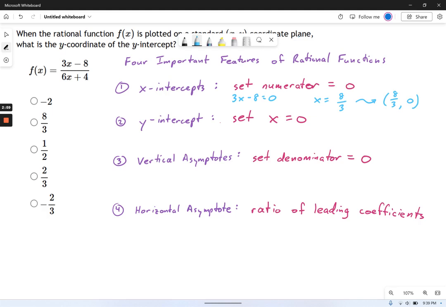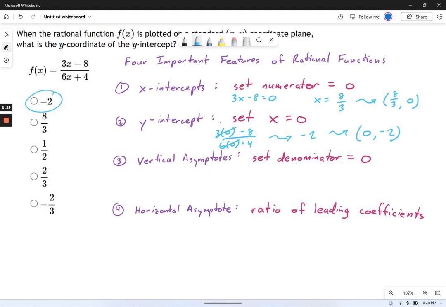For the y-intercept, we set x equal to 0. Well, look what's going to happen here. We get 3 times 0 minus 8 over 6 times 0 plus 4. So these guys go away very easily. And all we get left is -2. Or in other words, a coordinate point, x equals 0, y equals -2. So that's my y-intercept. That's the answer to this problem, for example.